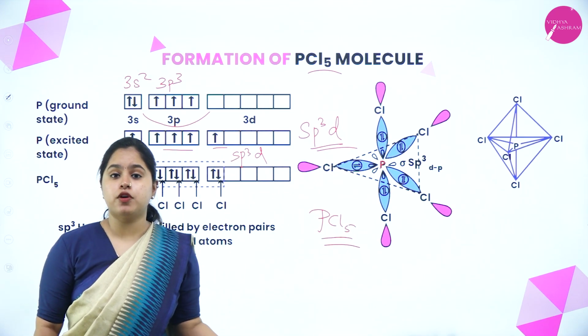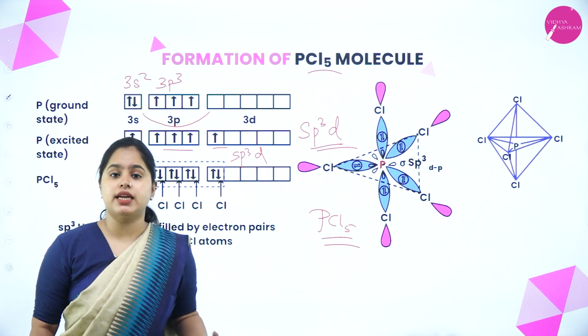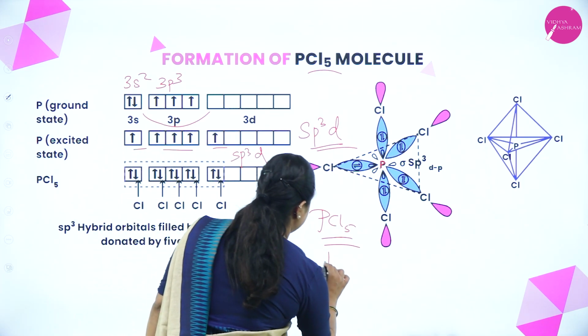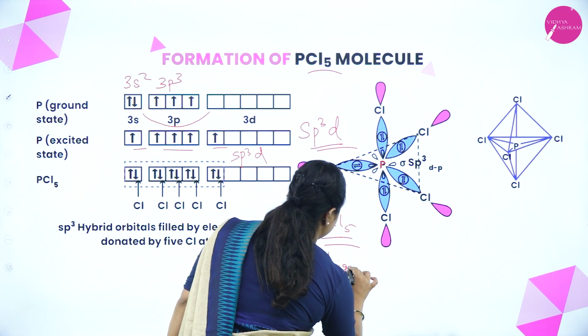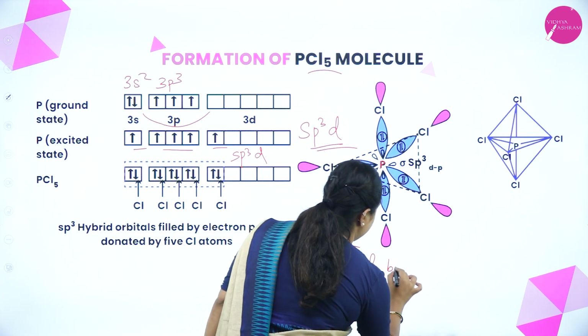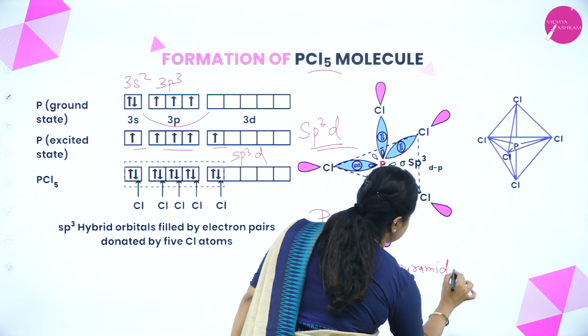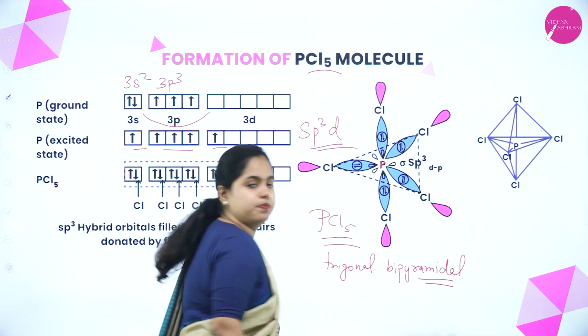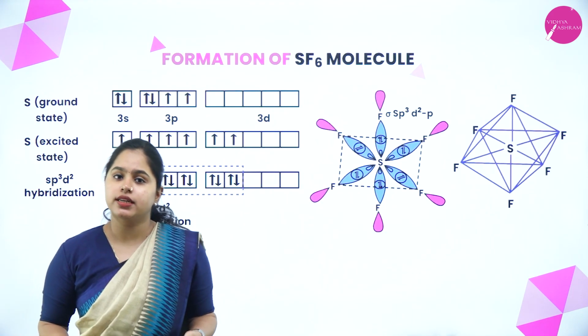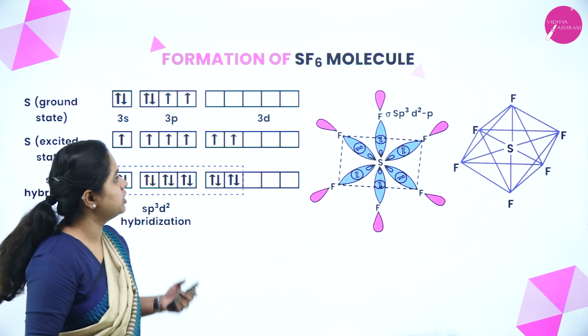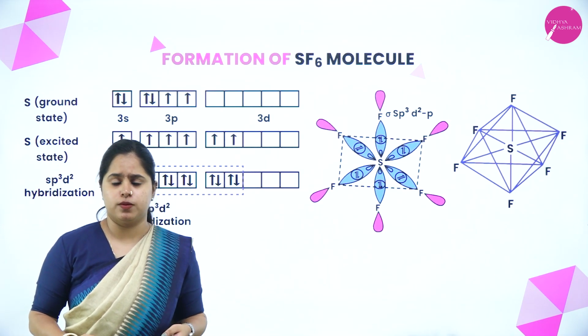And what is the shape of this molecule? Yes, it is trigonal bipyramidal, right? It is having trigonal bipyramidal shape. Clear? Now, let's move on to the next one, that is hybridization in the SF6 molecule, right?